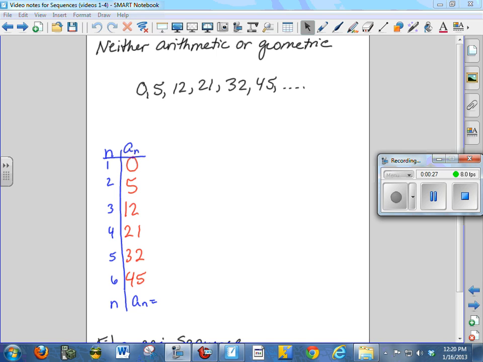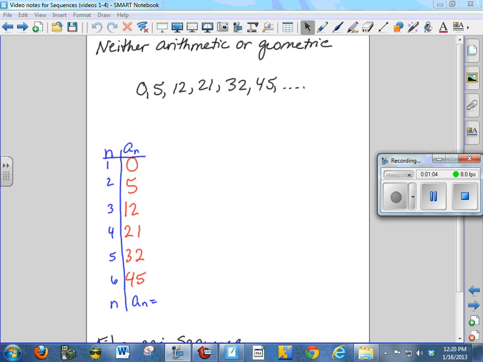The first one is 0, 5, 12, 21, 32, 45. It's clearly not arithmetic because you're adding different amounts between the numbers. It doesn't appear to be geometric either. A quick check: the fact that there's a 0 in there causes problems because 0 times any number would still be 0. So we couldn't even have a 0 in a geometric sequence. 12 over 5 and 21 over 12 are not equivalent to each other. So 5 over 0 is undefined. So it's clearly not geometric, it's clearly not arithmetic.